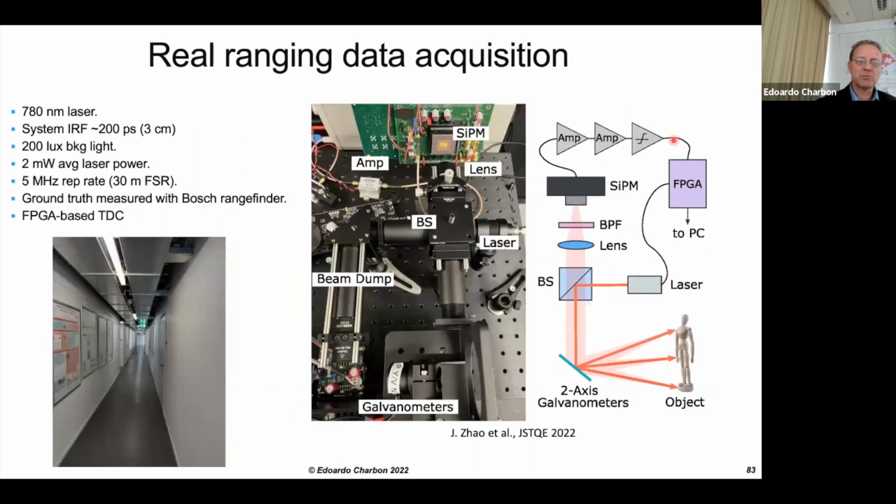This is another example of imaging acquisition. So we did the training with synthesized images, and then we reconstructed it using real images. So in this case, we use a laser of 780 nanometers. The IRF was in the order of 200 picoseconds, so not terribly good. And there was an illumination, and the laser was only 2 milliwatts, and we could see up to 30 meters.